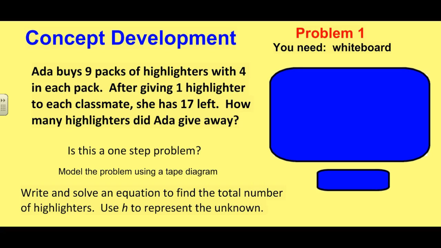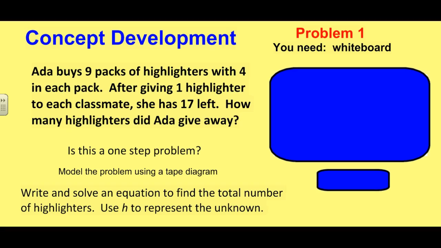Okay, so our first problem says Ada buys 9 packs of highlighters with 4 in each pack. After giving 1 highlighter to each classmate, she has 17 left. How many highlighters did Ada give away? If you need to push pause and reread that again, you can do that.